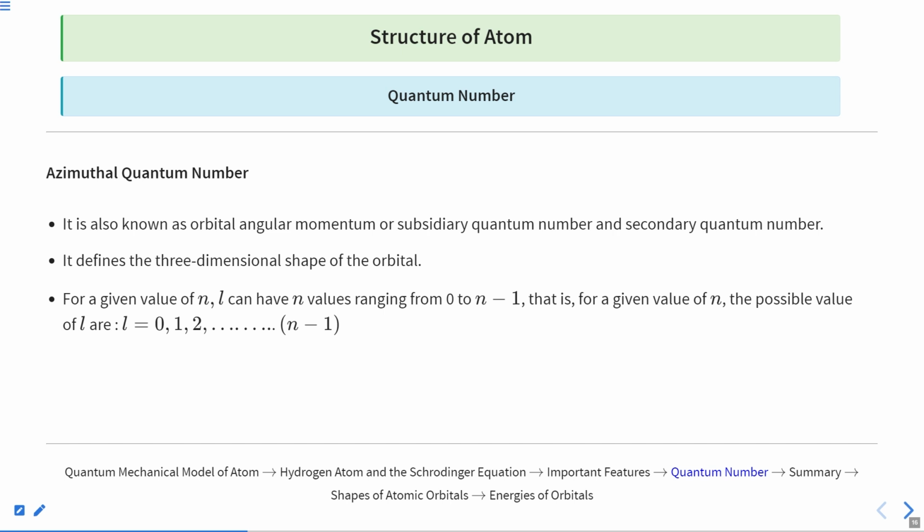Now it is also known as orbital angular momentum or subsidiary angular momentum. So what does it define? It defines the three-dimensional shape of the orbital. So we have different shapes for different values of l.